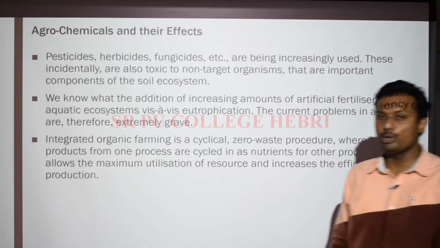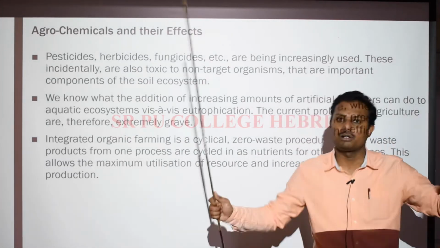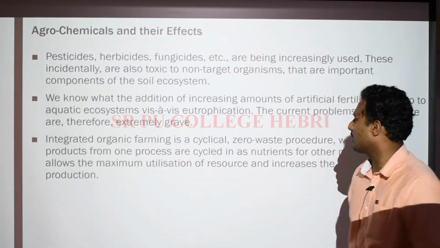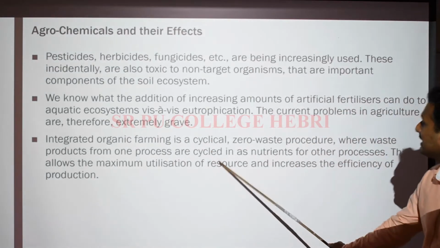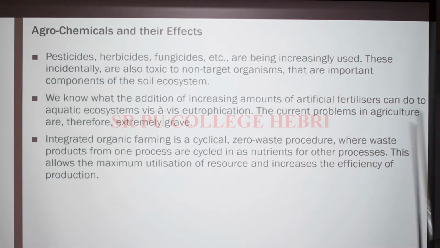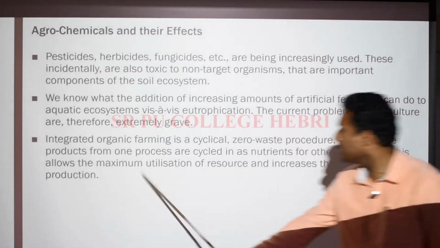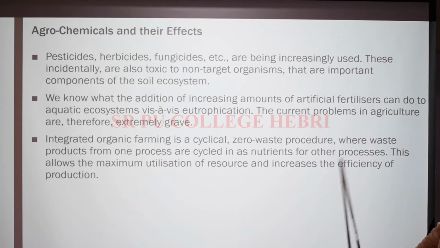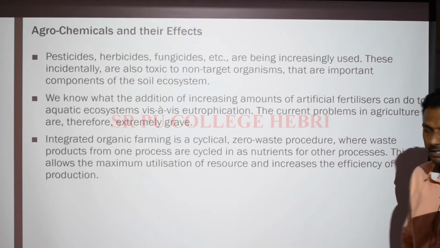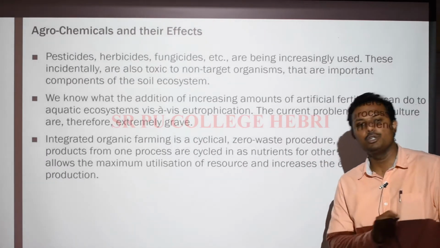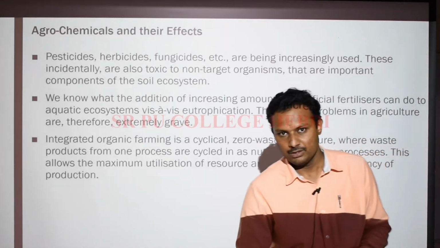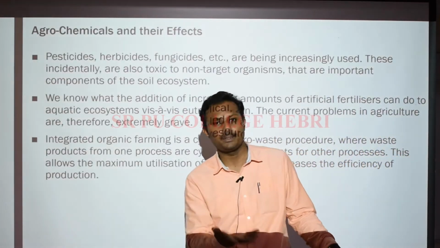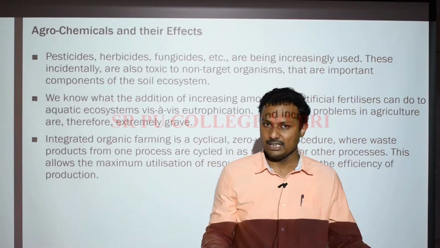But the only solution for this is integrated farming. What is this integrated farming? This is also a very interesting concept. It's a cyclical, zero waste procedure where waste products from one process are cycled in as nutrients for another process. For example, if you have a dairy, if you are rearing cattle, definitely that will yield milk and milk products, right?